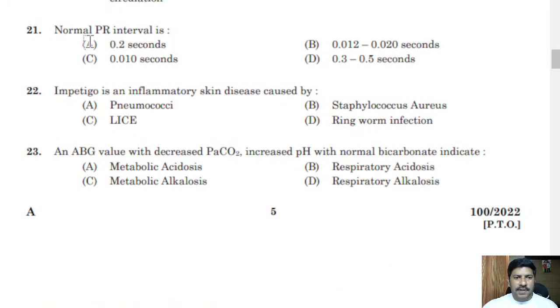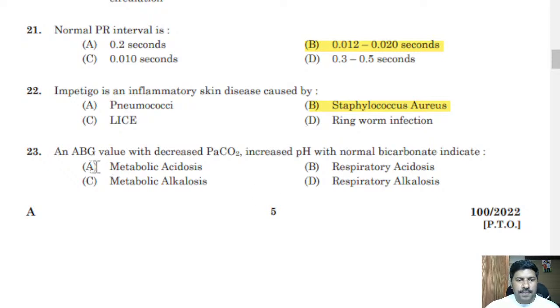Then 21st question, normal PR interval. Normal PR interval, that is option B, 0.12 to 0.20. Option B is the correct answer. Then question number 22, impetigo is an inflammatory skin disease caused by? Correct answer is Staphylococcus aureus.